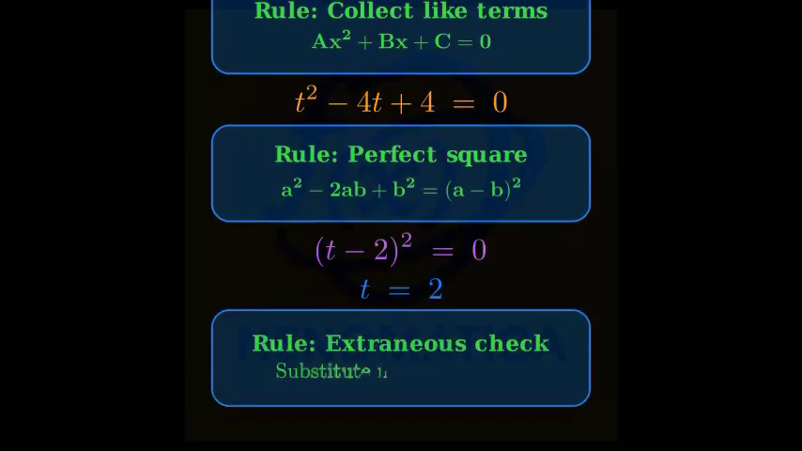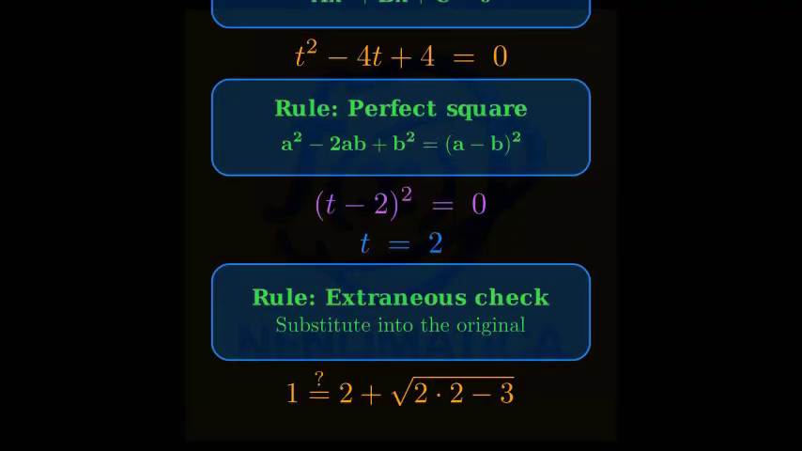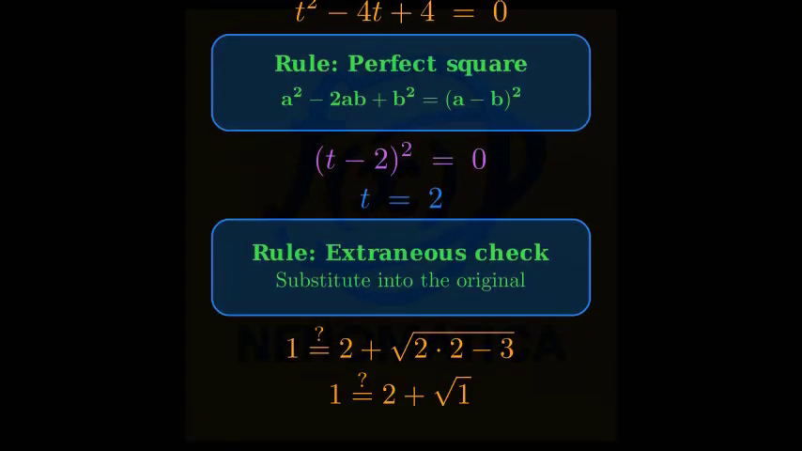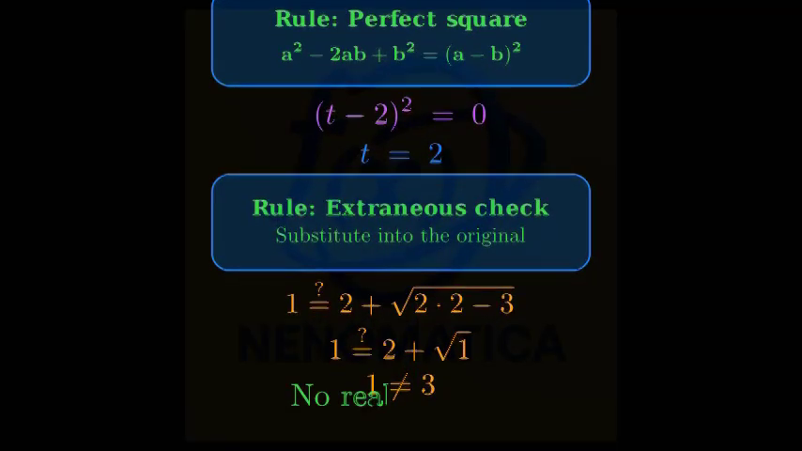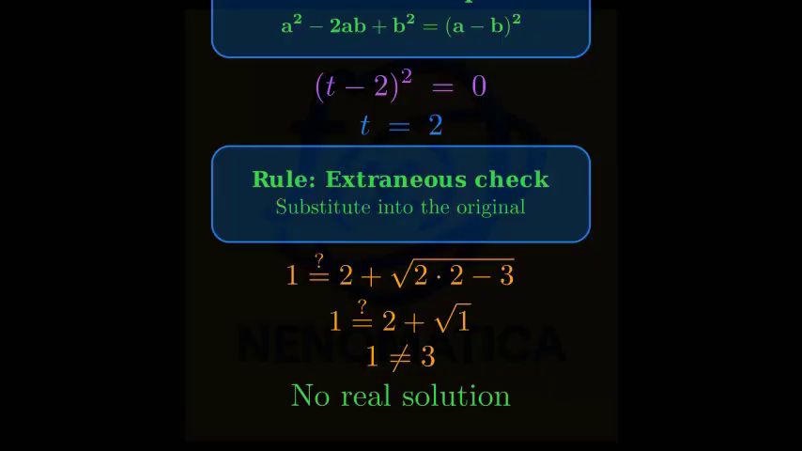We plug t equals 2 back into 1 equals t plus the square root of 2t minus 3. 1 equals question mark 2 plus the square root of 2 times 2 minus 3. That is 1 equals question mark 2 plus the square root of 1. So 1 equals question mark 3, which is false. Therefore, the equation has no real solution.